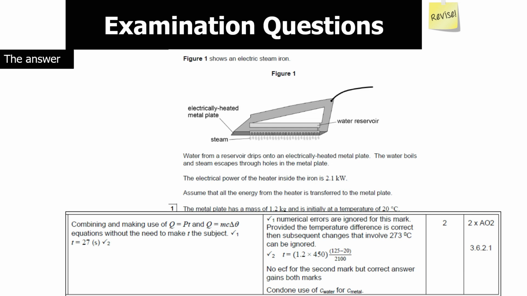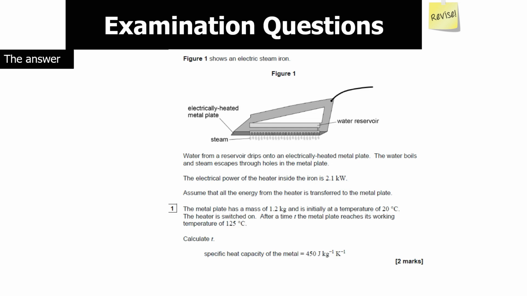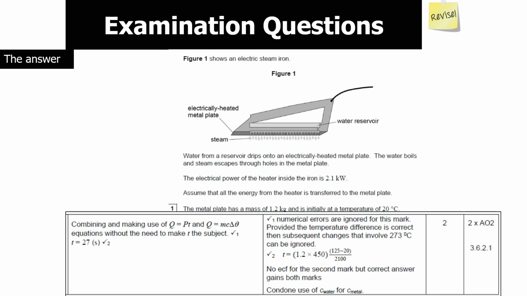Now again, if you read the question here, it says that it has been on for time t, so we can say that it's going to be equal to 2.1 times 10 to the 3 times t. We can then say that substitutes into Q, and then equals the mass, which is 1.2, times the change in temperature, which is 125 minus 20, times the specific heat capacity. We then rearrange it and use that to work out t, which is 27 seconds.